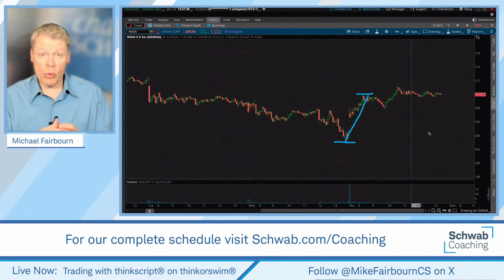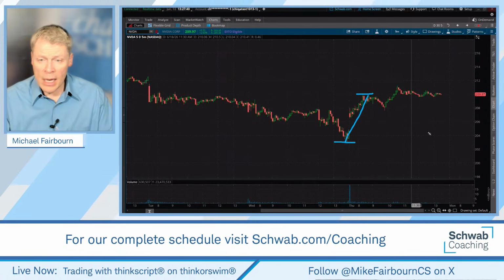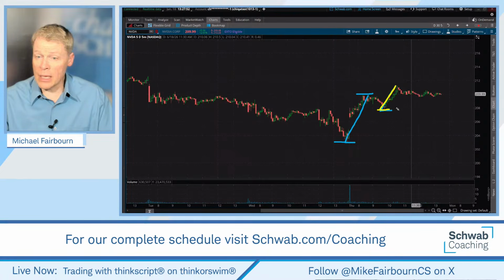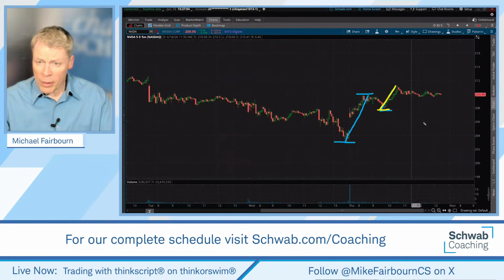That is two patterns within one move. There's your first flag pattern. Here's your second flag pattern right there. Do you see it? It's clear. I painted it in yellow on my swing trade class so you could see it. But a lot of times, if you get a pattern within a pattern, a lot of traders are interested in that.